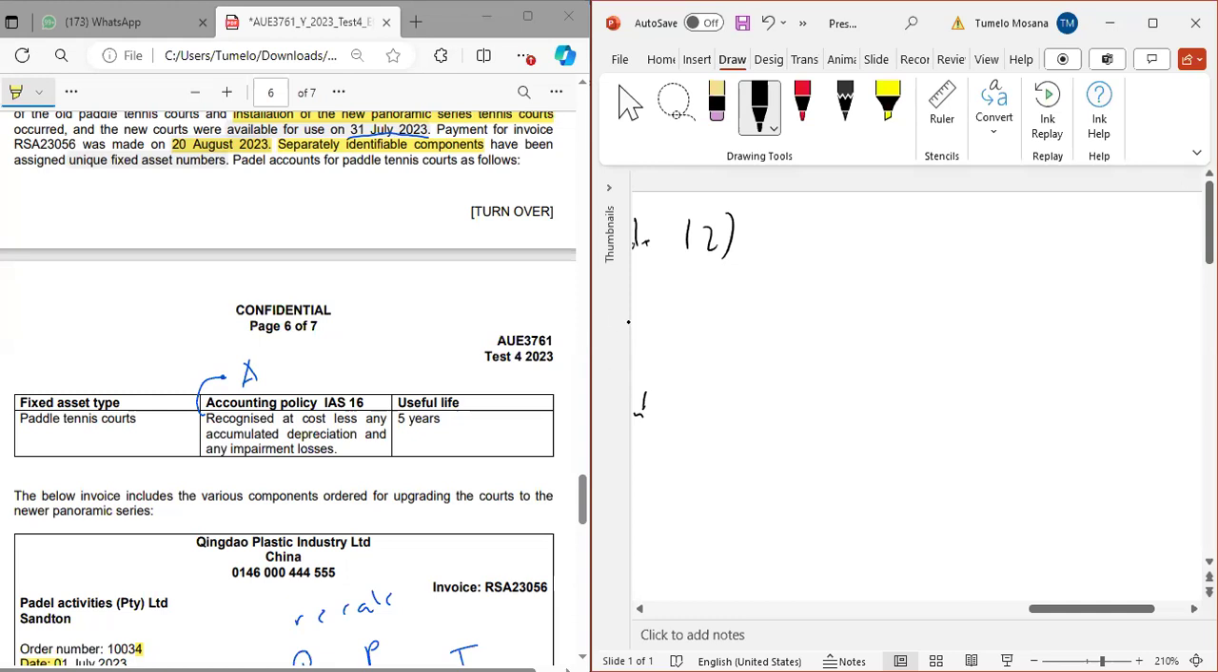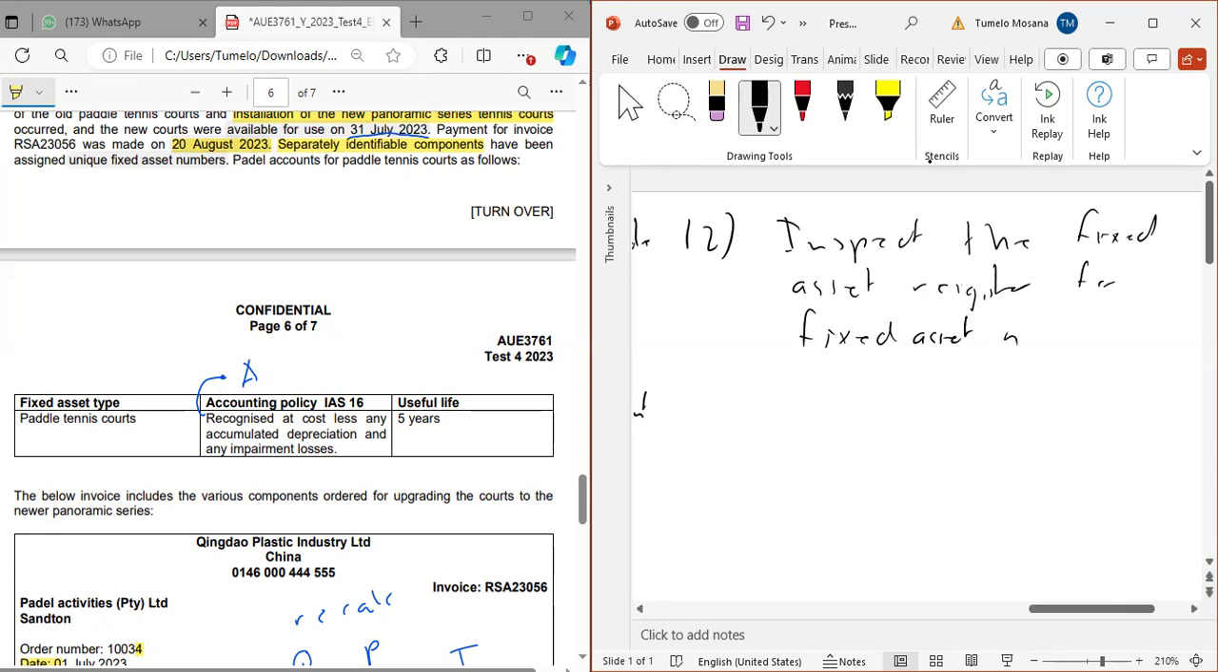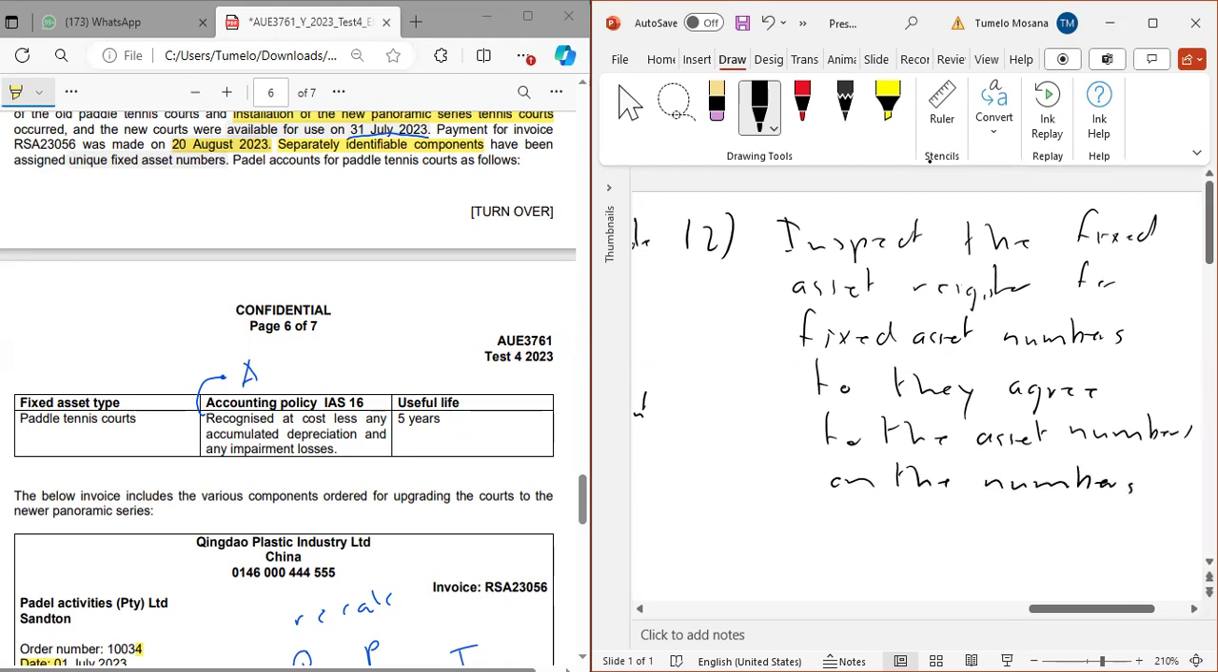You would inspect the fixed asset register for fixed asset numbers to ensure they agree to the asset numbers on the invoice. Right.